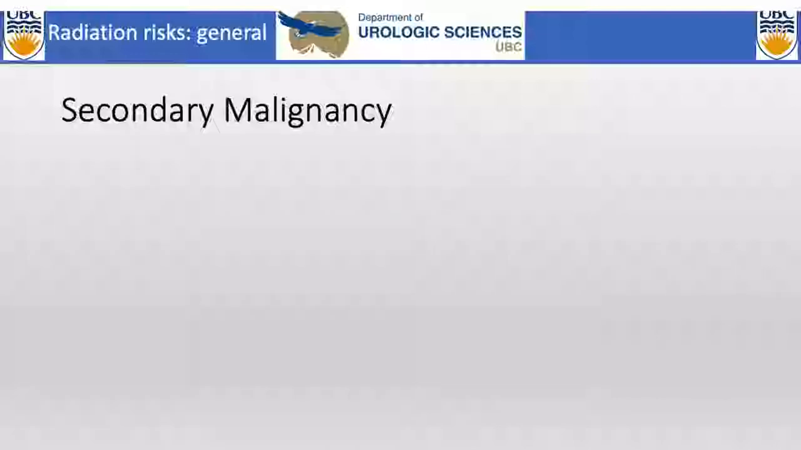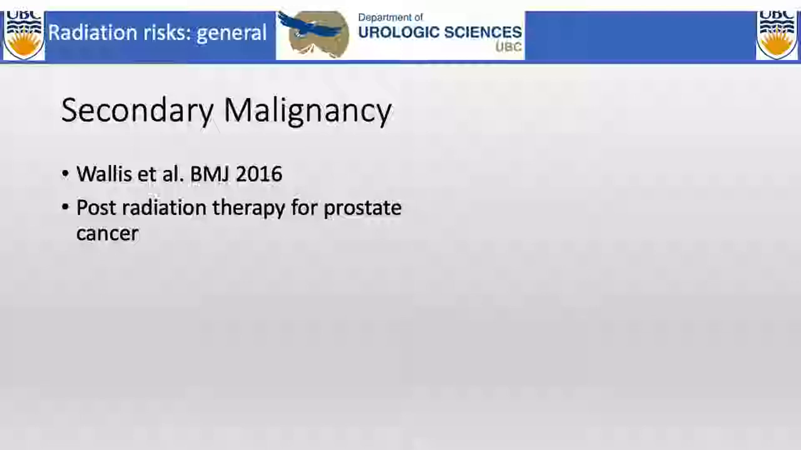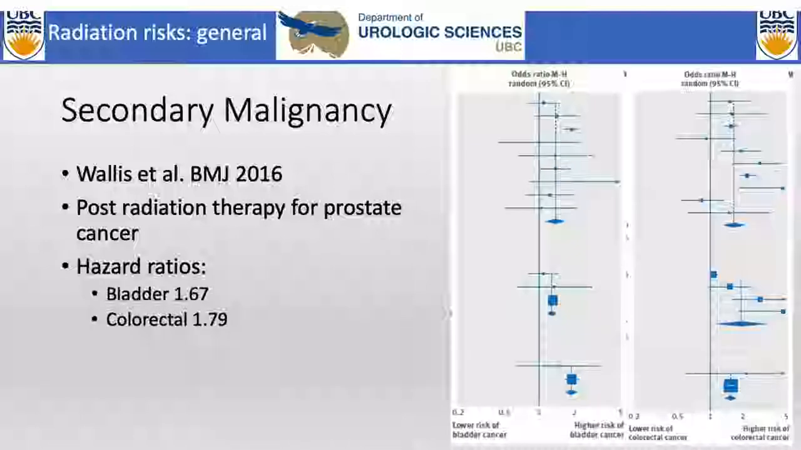So we all know and we all hear about the risk of secondary malignancy. This is a review from Toronto. Chris Wallace looked at post-radiation therapy for prostate cancer. And what they found with a median follow-up of about 12 years, the hazard ratio for having a secondary malignancy, bladder cancer 1.67, colorectal cancer 1.79. So we know that there are risks of radiation to future malignancies. That's obviously with fairly high dose radiation therapy.